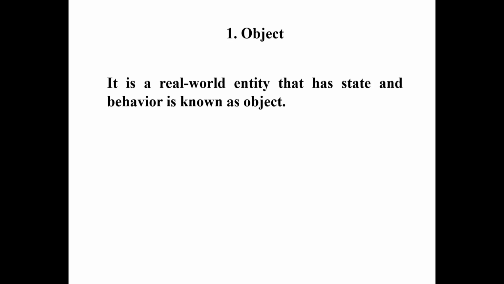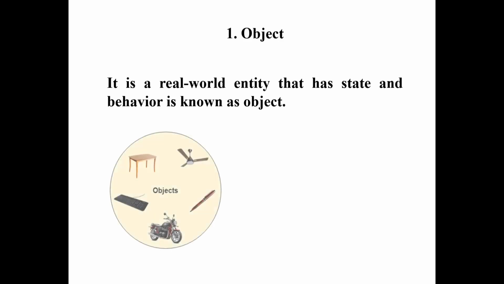Let's start with the object, the first object oriented programming concept. It is a real world entity that has a state and behavior, which is known as an object. As we have seen in what is object oriented programming, everything will be around object. So what is object? It is a real world entity which is having some state and behavior. What do you mean by state? State means the attributes or the properties. And behavior you can consider as a function or methods.